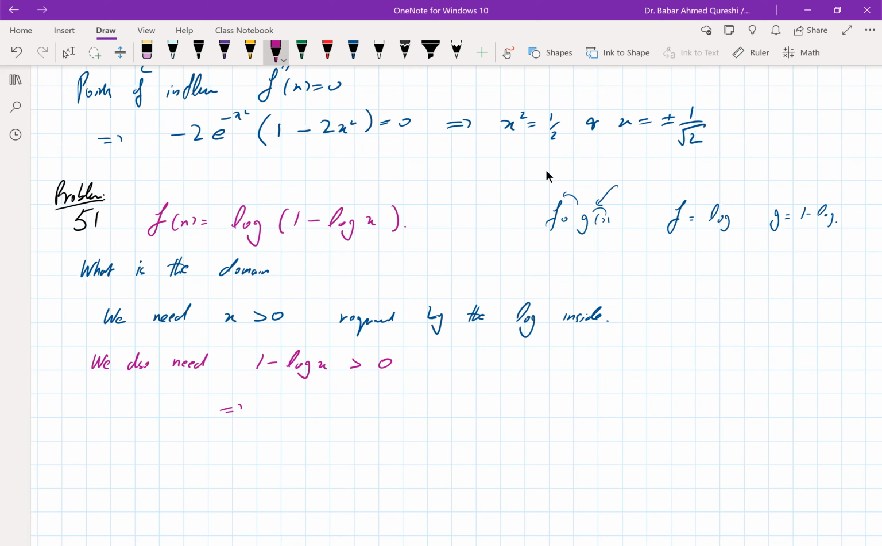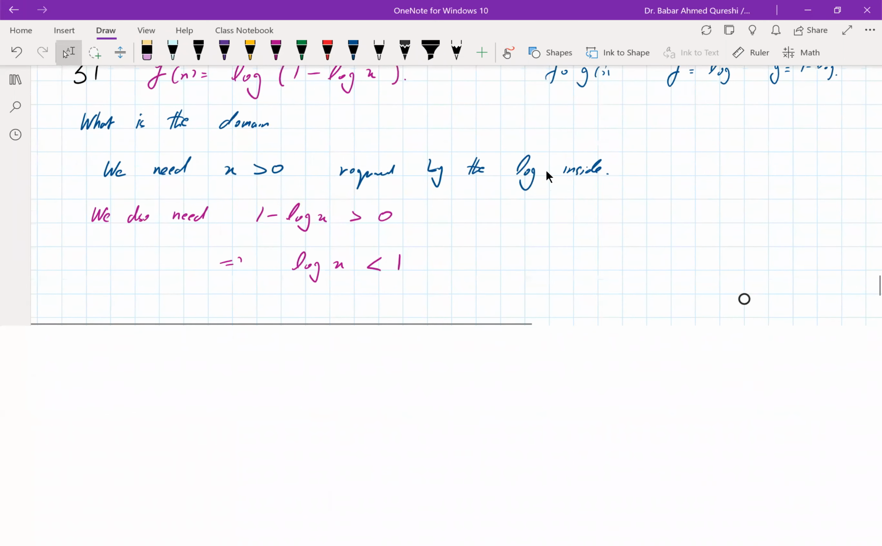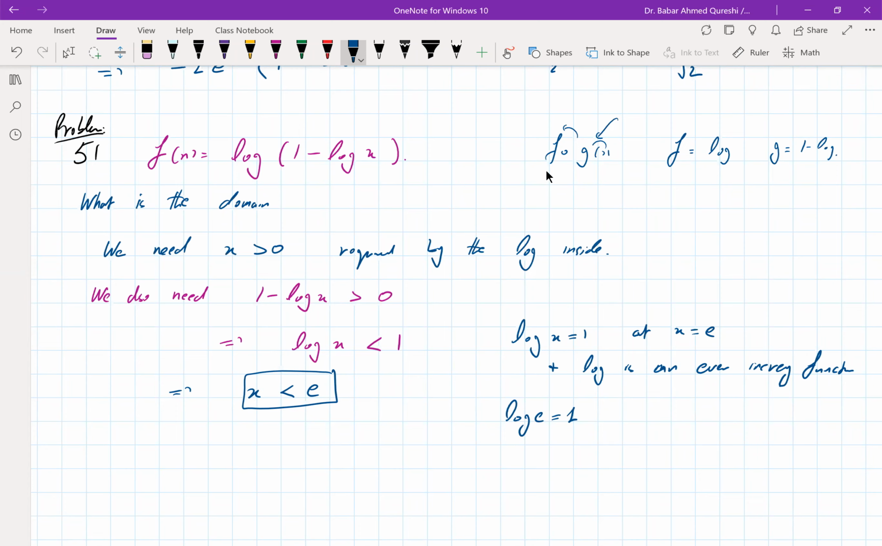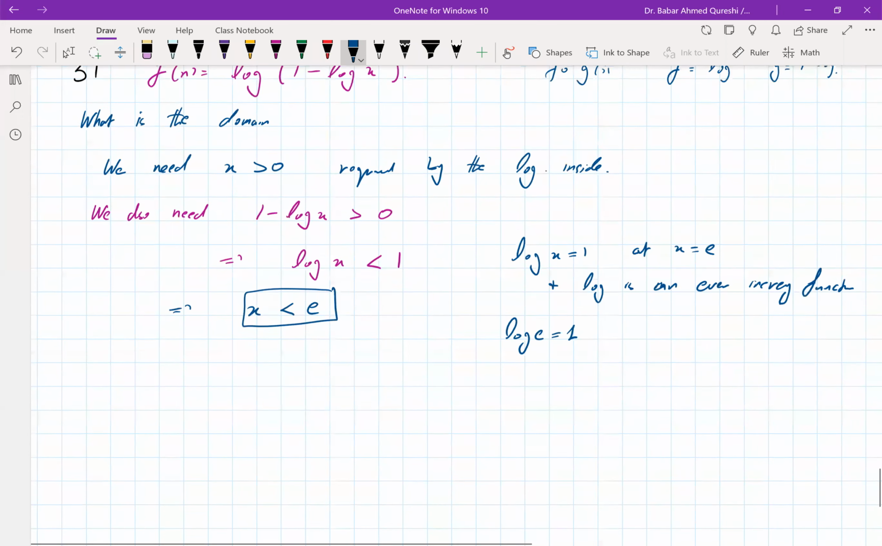So this means that log of x has to be less than 1. And when is that true? So log of x is 1 at x equal to e, and log is an increasing function. So this would be true if x is less than e, because log of e is 1, and anything less than e has a log less than 1, and anything more than e has a log more than 1.